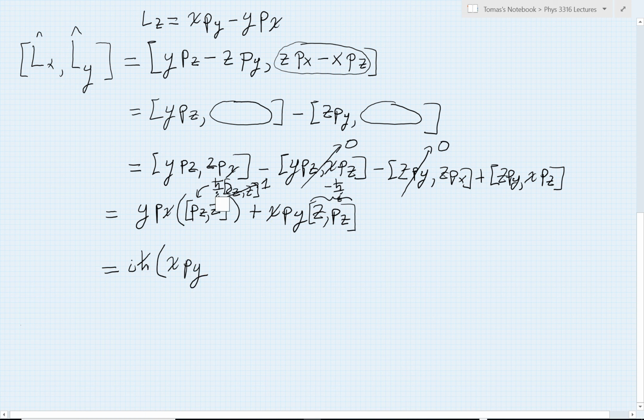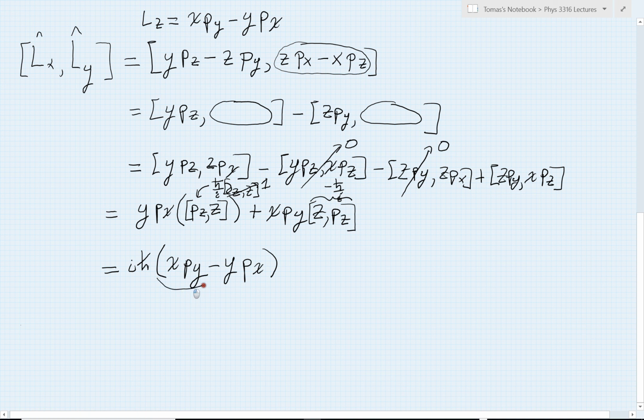Now this term, when I bring i into the numerator, 1 over i is minus i. So I'll have minus i h bar. I factored out an h bar, so I just need a minus sign. And then what's left is this y px. Very interesting. Because if you look closely at this, we should recognize this combination of operators. It is, in fact, nothing other than the definition of Lz.